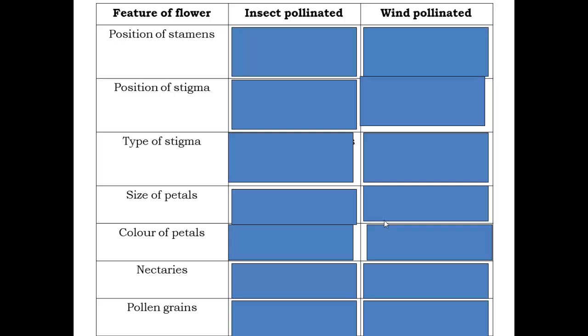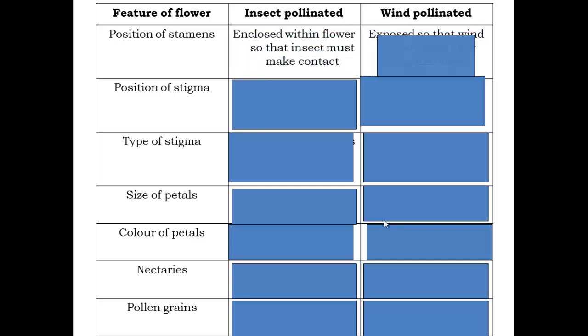You need to know the difference between the flowers of insect pollinated and wind pollinated plants. We'll start with the position of the stamens. In the insect pollinated flower, the stamens are enclosed within the flower, so the insect must make contact with it if the insect is to get to the nectary right at the base of the flower. Whereas in wind pollinated, the stamens holding the anthers are exposed so that the wind can easily blow the pollen away from the anther.